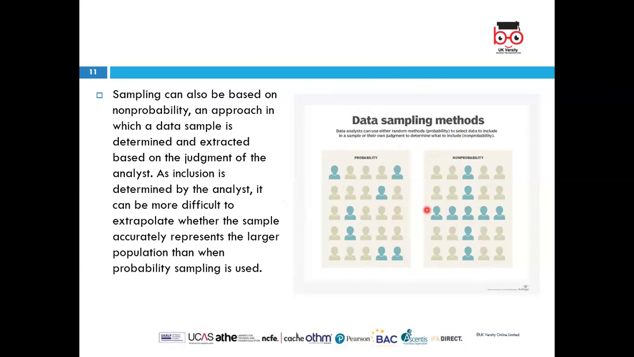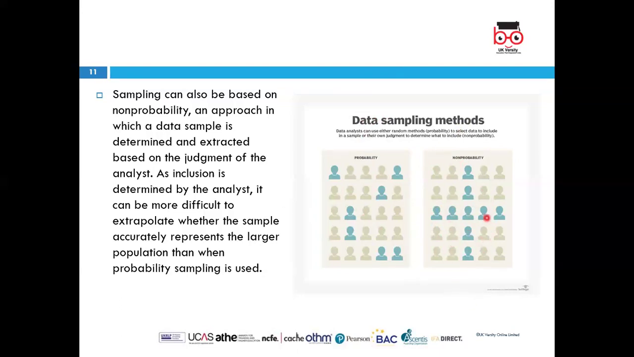So when we talk about probability sampling, it more closely represents the population because they're random people in the population. You see, there'll be males, there'll be females, there'll be all types of races, there'll be all types of ages. So when you're talking about non-probability, you're actually restricting that randomness.